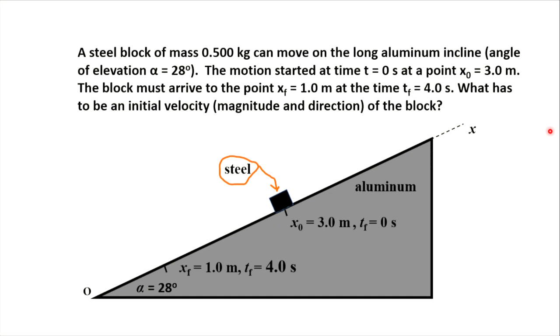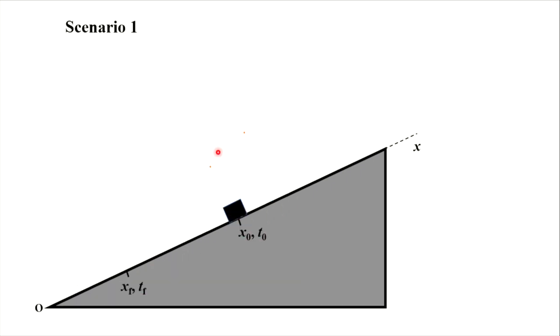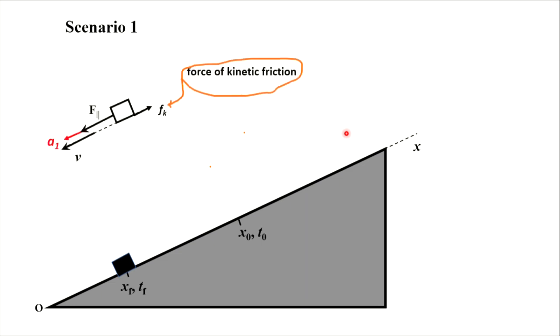One of my students, her name was Kelsey, suggested a plan on how to solve this problem. First, she considered two scenarios for how the object can move from the initial point to the destination point. In the first scenario, the object starts at the initial point, moves down along the incline, and arrives at the destination point. During this scenario, the object was moving under the action of two forces.